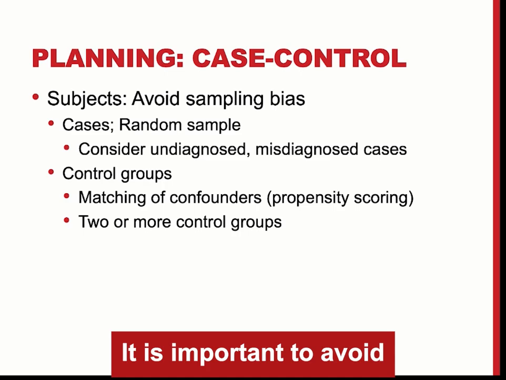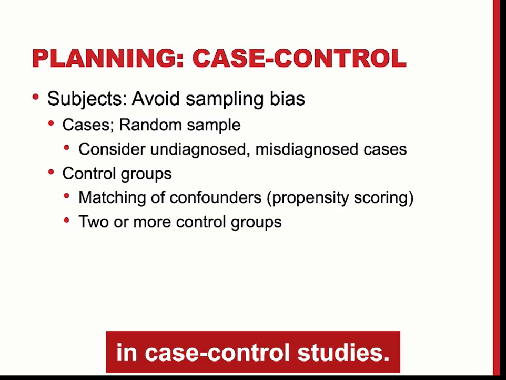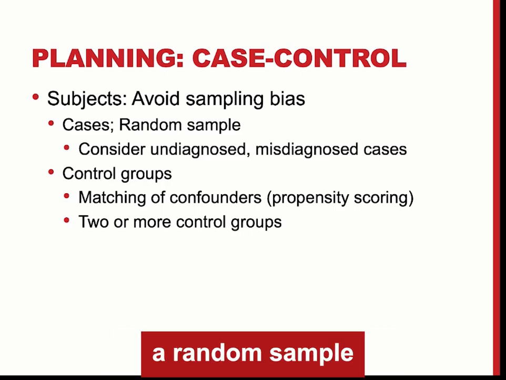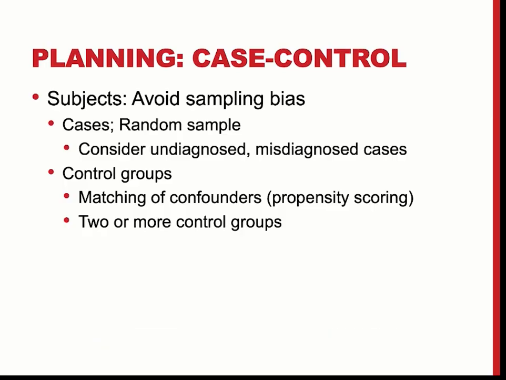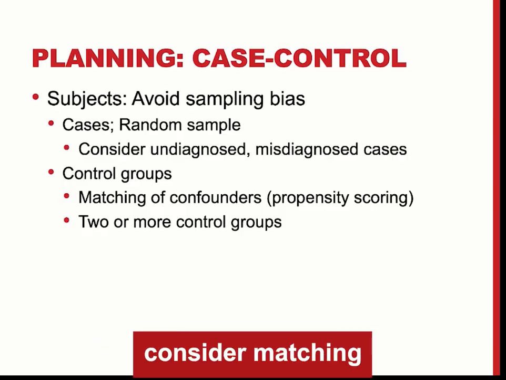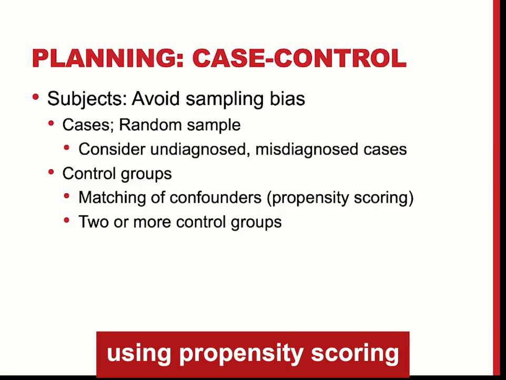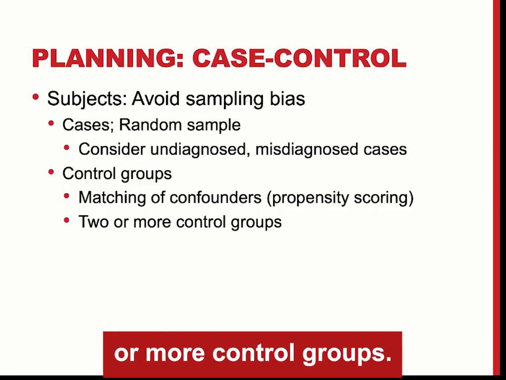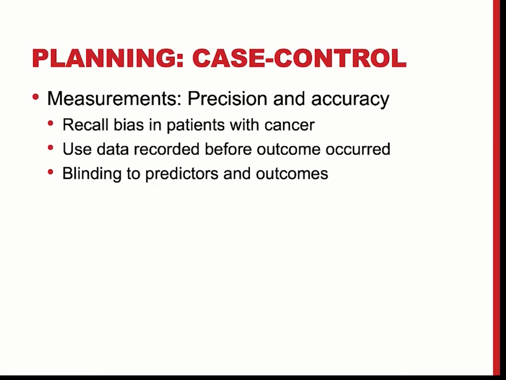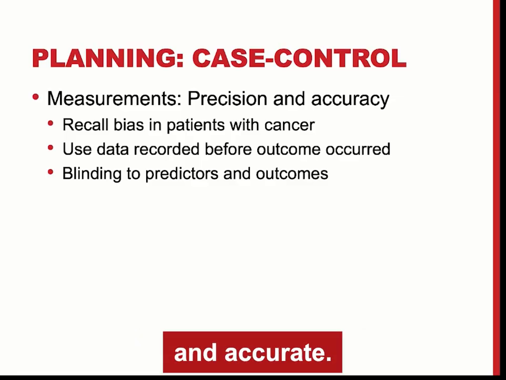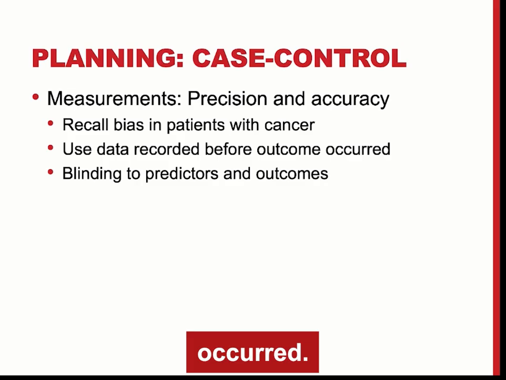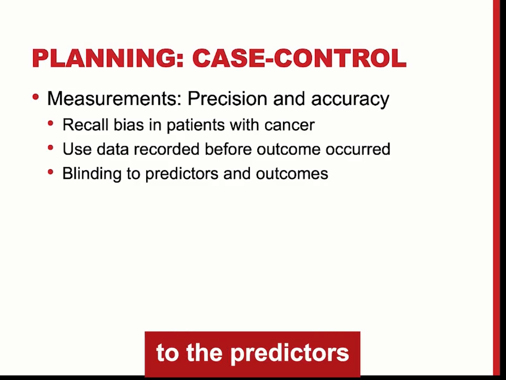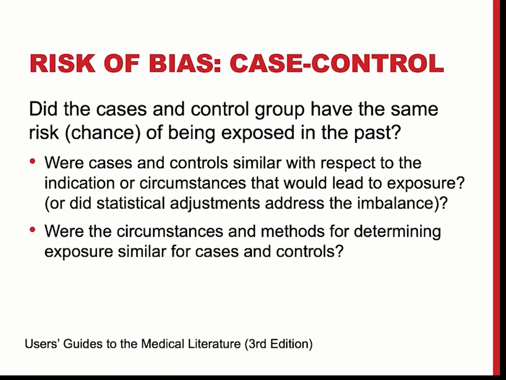It is important to avoid information bias in case control studies. Cases should be a random sample considering undiagnosed cases and misdiagnosed cases. For controls, consider matching for confounders using propensity scoring and using 2 or more control groups. Measurements should be precise and accurate. If possible, use data recorded before the outcome occurred. Investigators should be blinded to the predictors and the outcomes.